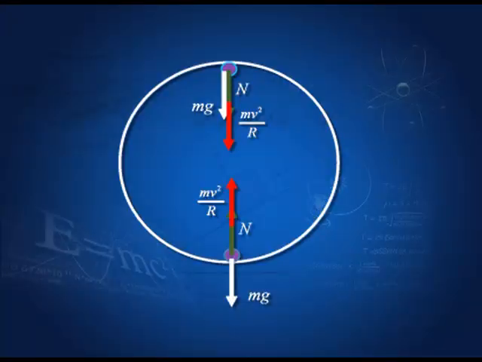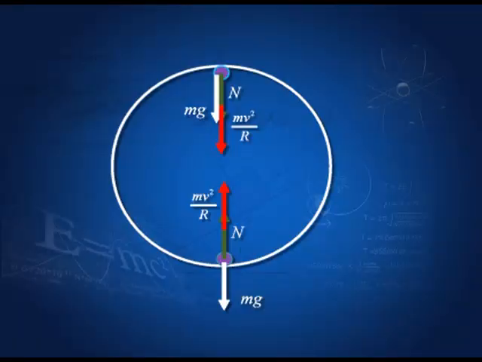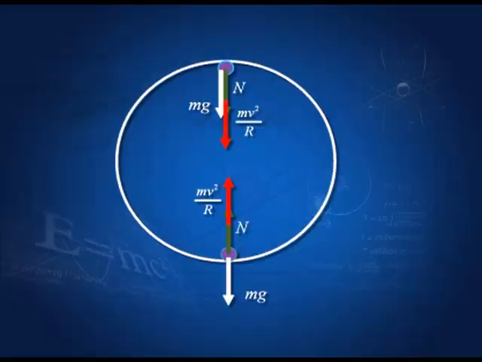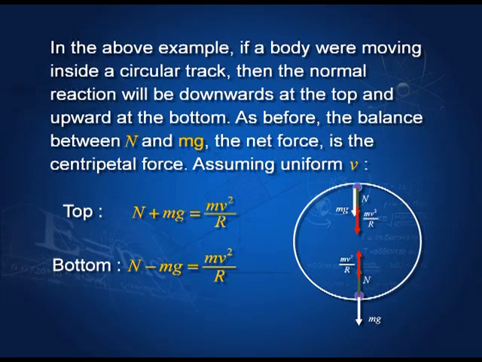So, here the normal reaction force is downwards, mg is also downwards, and m v squared by r at the top is also downwards. At the bottom, the mg remains downwards, m v squared by r is now upwards, and the reaction is also upwards, because the reaction is, as I said, perpendicular to the surface. So, our equations are N plus mg equal to m v squared by r and N minus mg equal to m v squared by r.